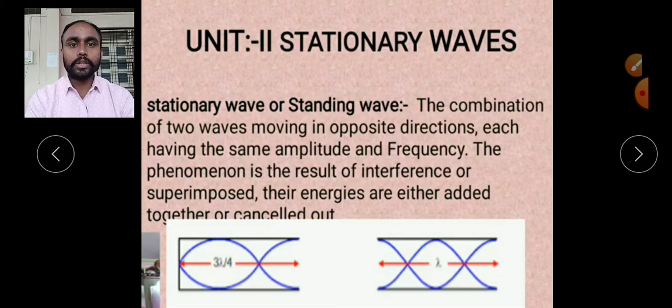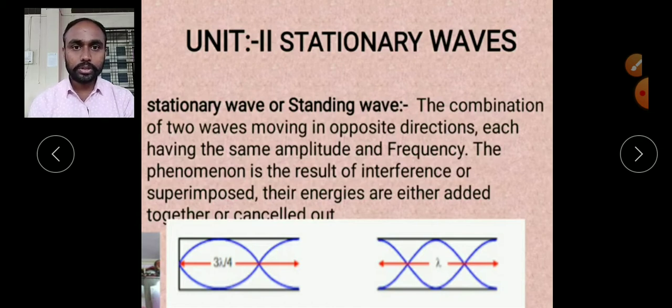So, simply, a stationary wave or standing wave means a combination of two waves having the same amplitude and frequency, but traveling in opposite directions. When two waves have the same frequency and amplitude and travel in opposite directions, how will the energy distribution and the displacement be? Depending upon that, we have two different types of positions in that wave. One is called a node and the other is called an antinode.